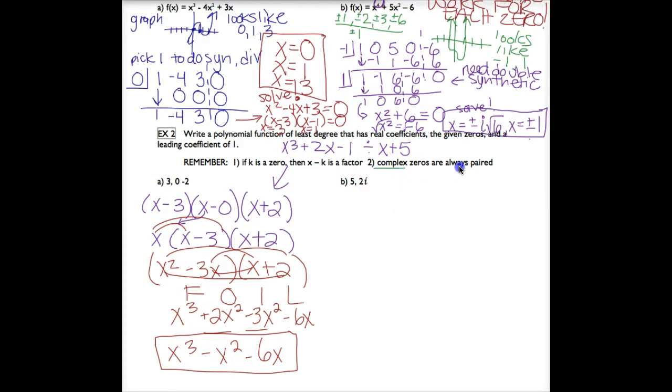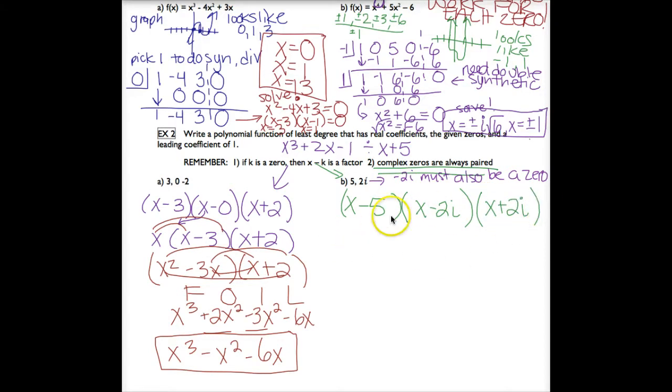Now, you notice I have a second hint here, and we put this up at the beginning, that imaginary solutions always come in pairs. That's what complex means, imaginary. They're always paired. That's important because they don't always list both of them for you. So I start off the same as I did over there. If 5 is a 0, that means x minus 5 is a factor. If 2i is a 0, that means x minus 2i is a factor. But because complex zeros are always paired, that means that if 2i is a 0, then negative 2i has to be a 0 also. So even though they don't say it, it has to be true because they always come in complex conjugate pairs. So negative 2i must also be a 0, which means that x minus negative 2i would be x plus 2i, is my other factor that I need to write.